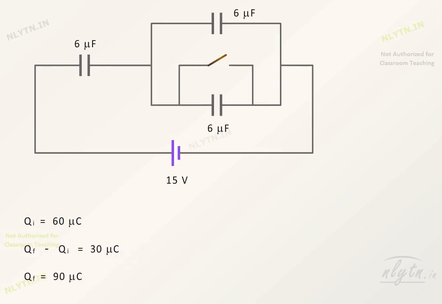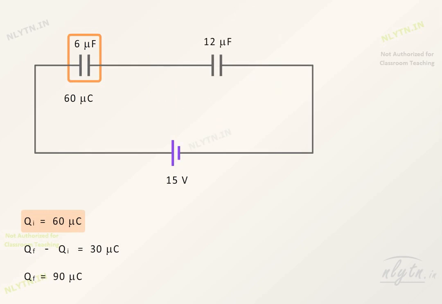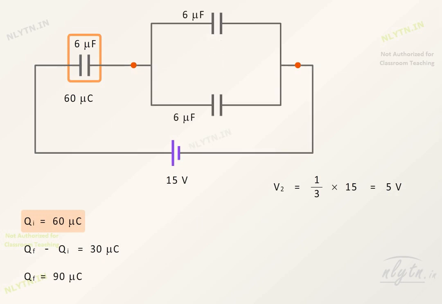Now, to find the charge passing through the switch, let us consider the initial charge on each capacitor. We already know the initial charge on this capacitor. Now considering this equivalent circuit, we can say that the ratio of potential difference across these capacitors will be equal to this term. And potential difference between these points will be equal to this term. Therefore, charge on these capacitors will be as shown.